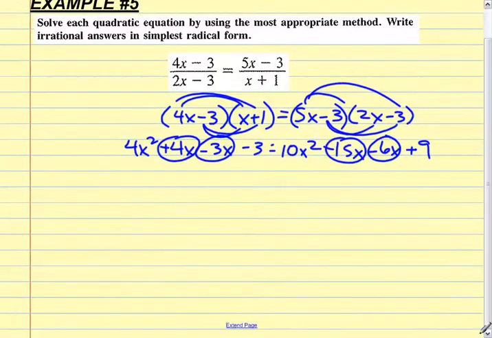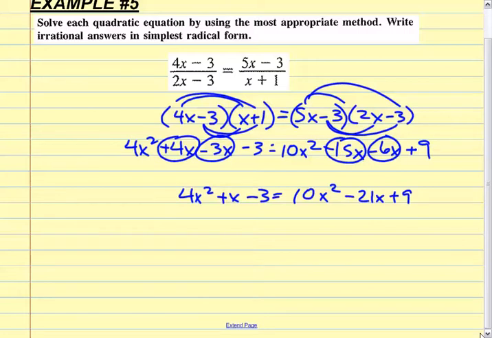And what does that give us, Bella? That gives us 4x squared plus x minus 3 is equal to 10x squared minus 21x plus 9. Good. Now what should I do from there, Sophia?